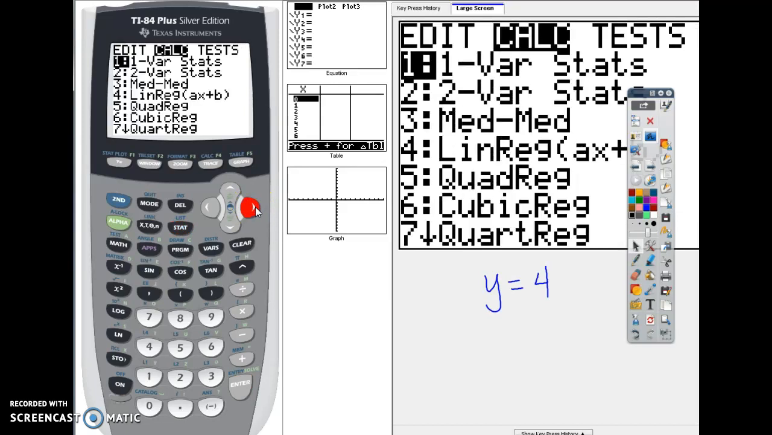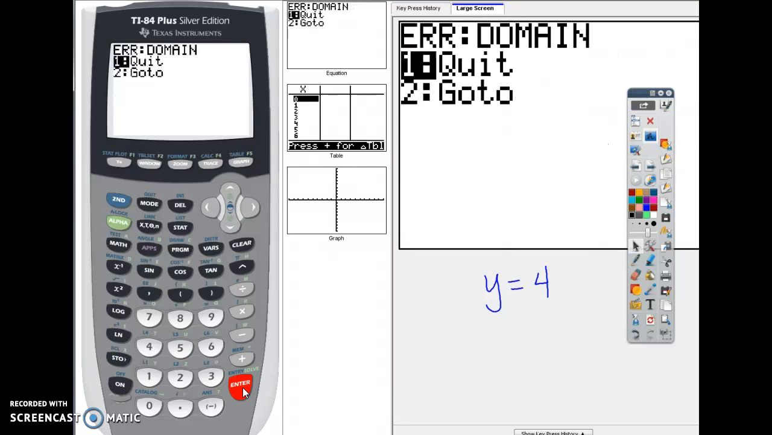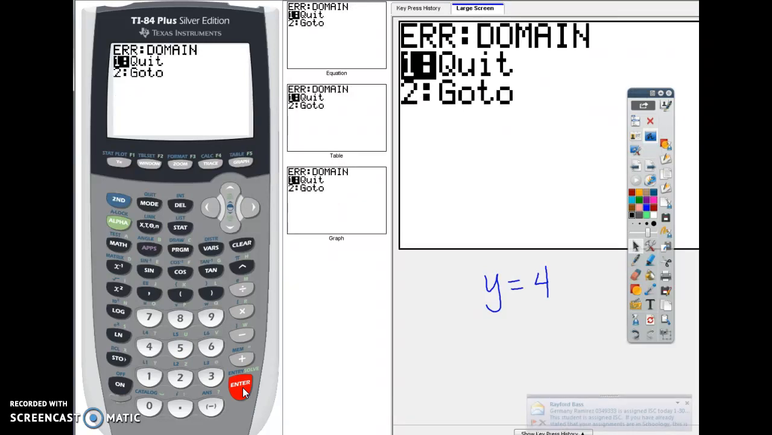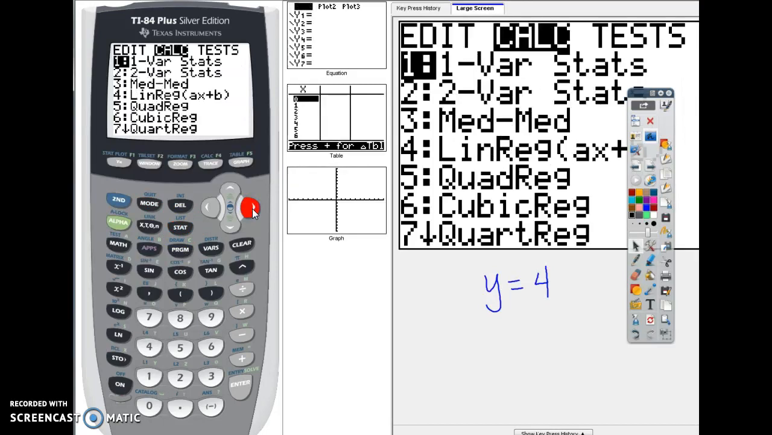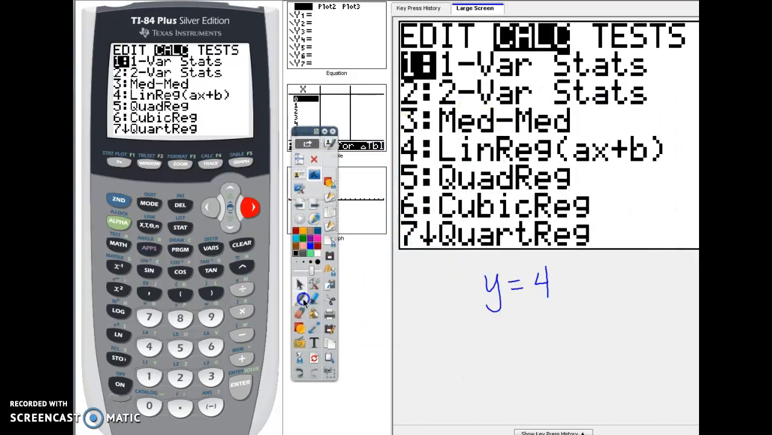Arrow over to calc. Which number do you want to choose? 5, because that's what we did last time, right? 5, enter. What does that do to you? It gives you an error, okay? And it's always going to give you an error in stat calc 5. Go to stat, arrow over to calc again. Stat Calc 5 is only good if you have 3 or more points. How many points do we have on this worksheet? 2. So I cannot use Stat Calc 5 for any of these problems.